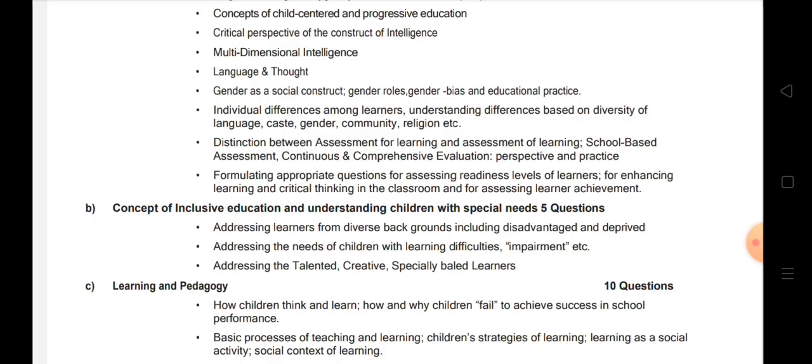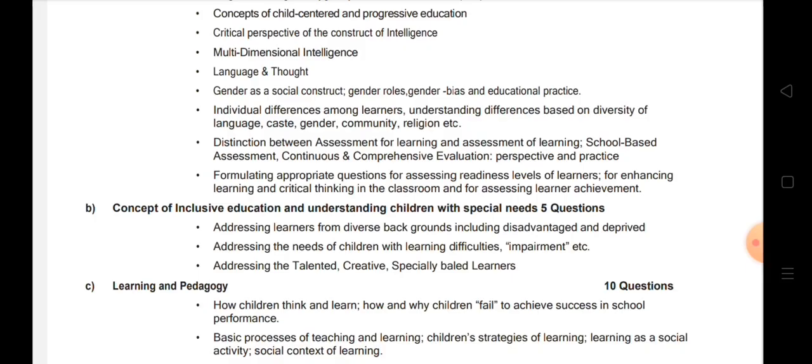Now, formulating appropriate questions for assessing readiness level of learners, for enhancing learning and critical thinking in classrooms, and for assessing learner achievement. All right. You all have studied when you did your DLED or BEd that there are different types of questions, right? Some are high level questions, some are low level questions, some are moderate level questions. So all those you have to know.